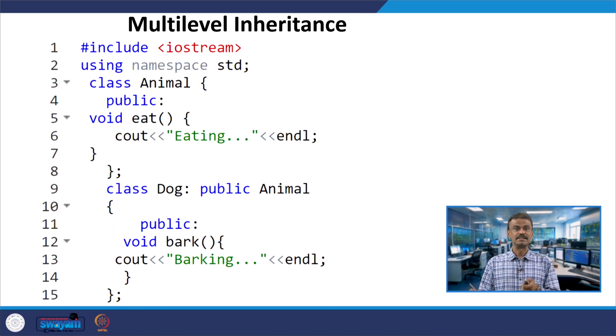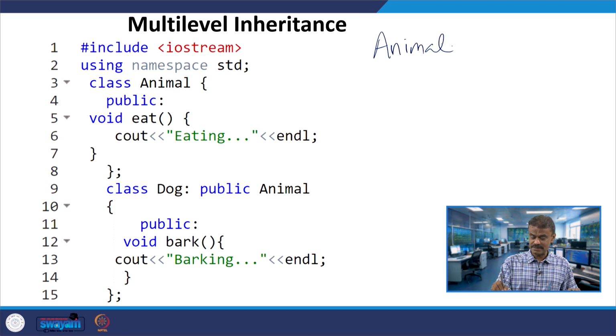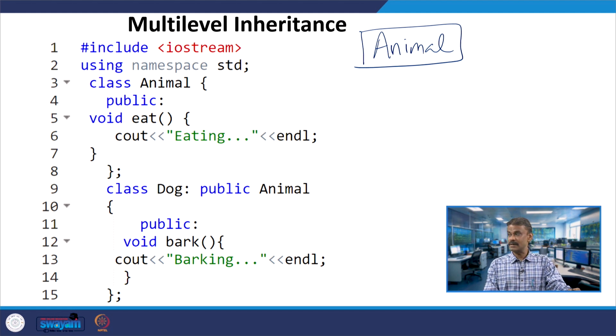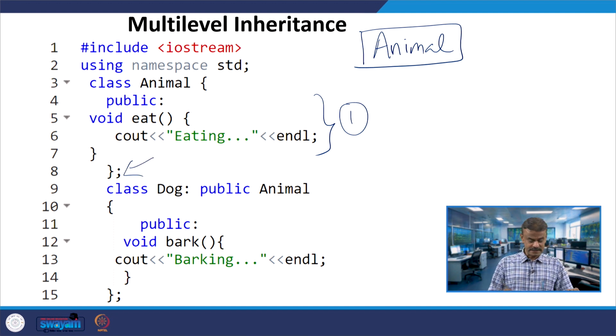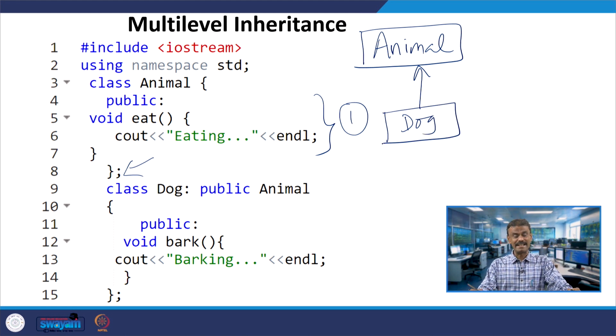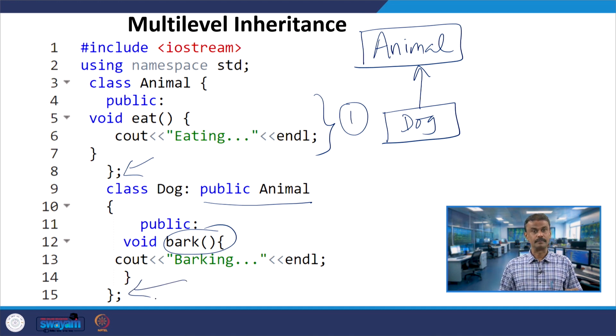Let us take an example. You have class animal, which is the base class. Under class animal you have only one member function called eat, and the class is over. Next you have dog. Class dog is publicly inheriting animal. It has one member function called bark, and that is the end of class dog.